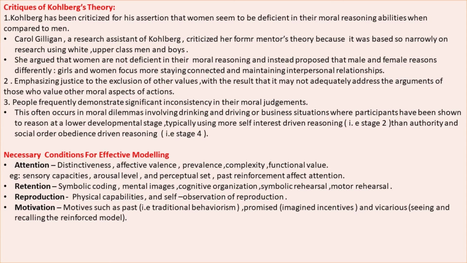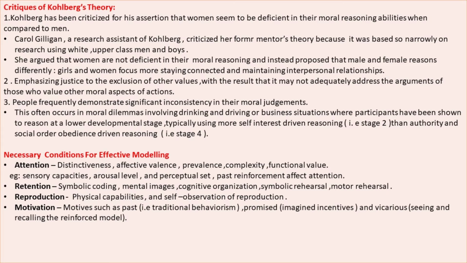Critics of Kohlberg's theory. Kohlberg has been criticized for his assertion that women seem to be deficient in their moral reasoning abilities when compared to men. Carol Gilligan, a research assistant of Kohlberg, criticized her former mentor's theory because it was based so narrowly on research using white upper class men and boys. She argued that women are not deficient in their moral reasoning and instead proposed that male and female reason differently. Girls and women focus more on staying connected and maintaining interpersonal relationships, emphasizing justice to the exclusion of other values, with the result that it may not adequately address the arguments of those who value other moral aspects of actions.